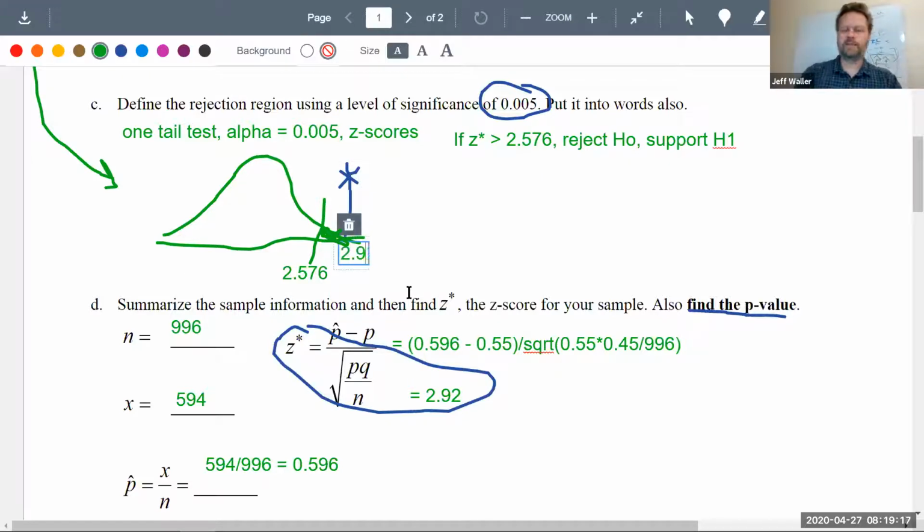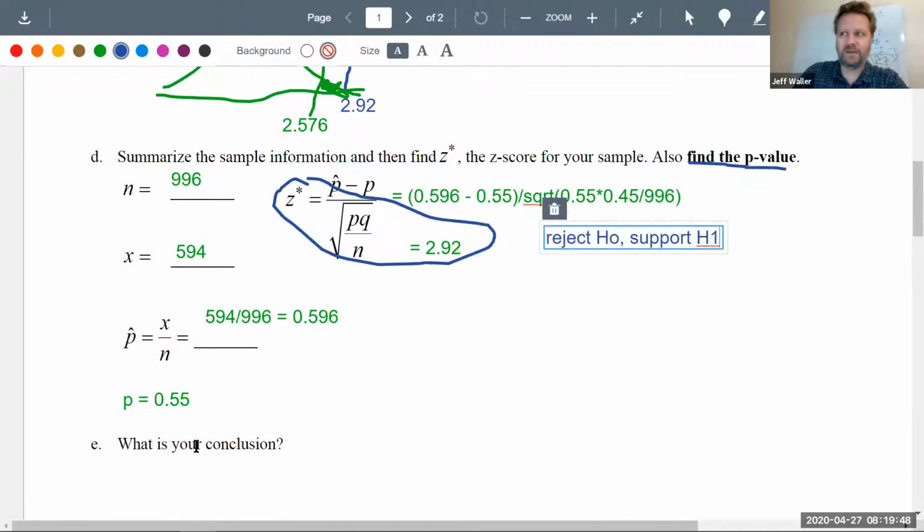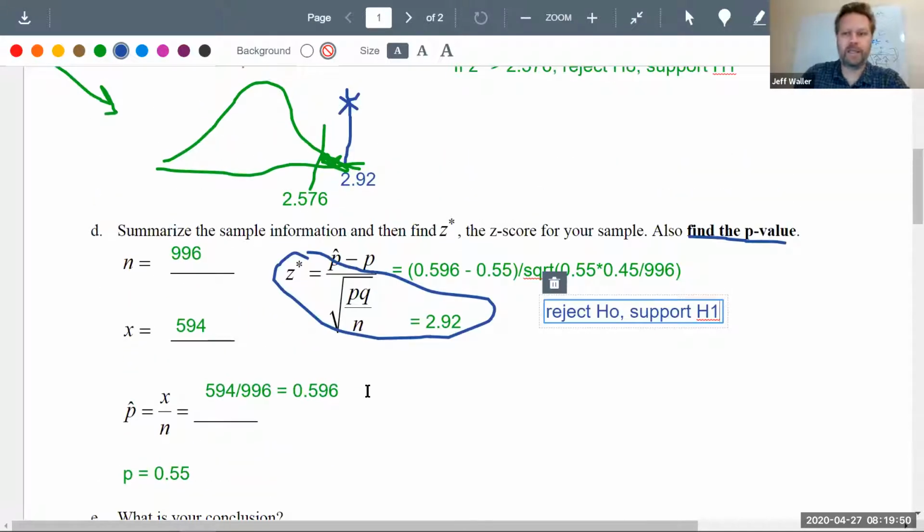So already I know the answer, right? What's the answer to this? Can we reject the null or did we fail? Did we make it into the rejection region? Yes. So we reject the null. We don't fail. Reject the H0, support the H1. We know that's the answer now. That's not sufficient for the conclusion, but that's the quick little answer I can give.